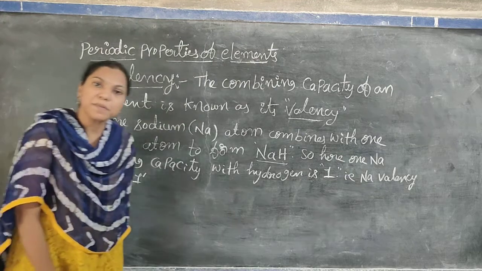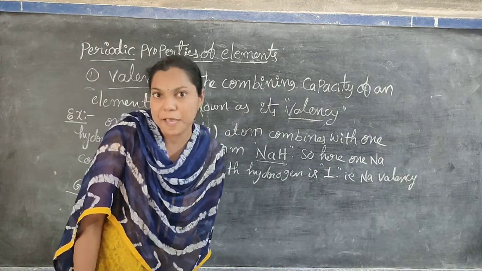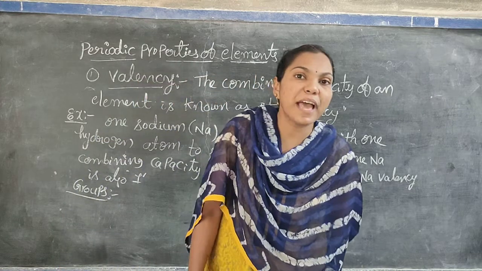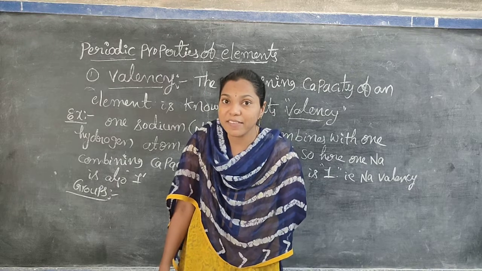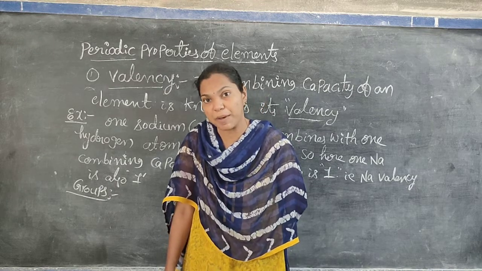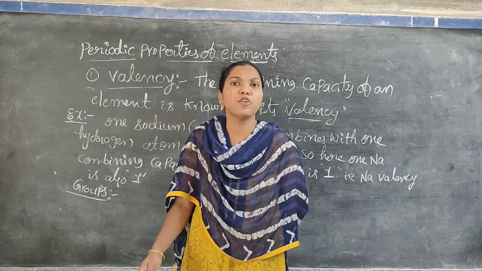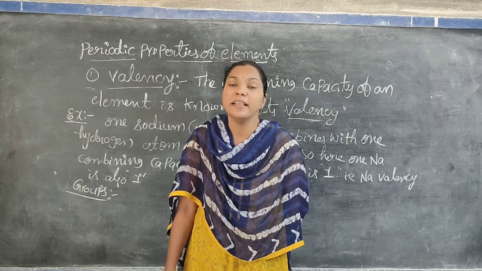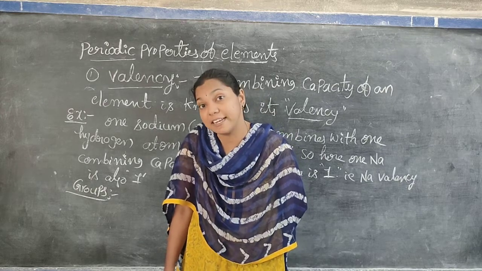In a group, from top to bottom, the valency of the elements is always the same. Why? Because in a group, the elements are arranged in a systematic order, having the same valency and physical properties. The elements presented in the same group always have the same valency.